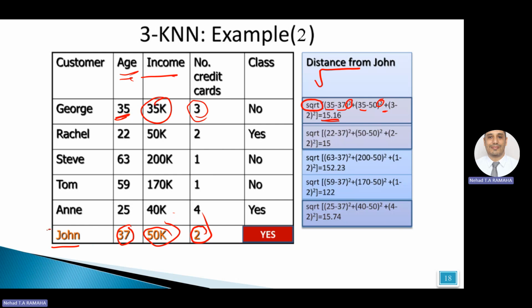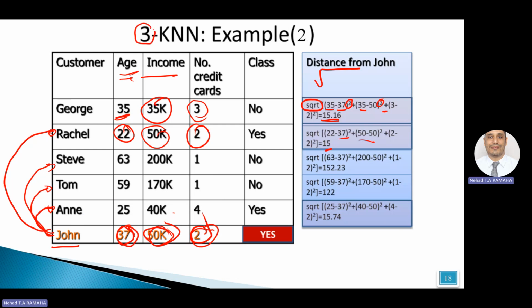We calculate now the same, John with Rachel. So 22 minus 37 power 2, 50 minus 50 power 2, plus 2 minus 2 power 2. Then we take the square root, so it's 15. Then we calculate the distance between John and Steve, then between John and Tom, then between John and Annie.